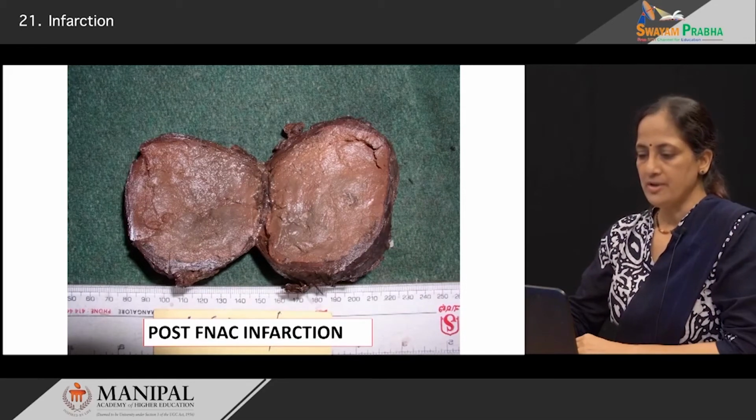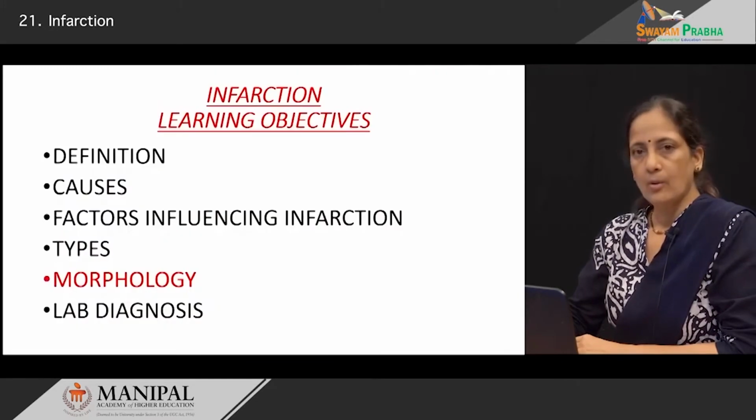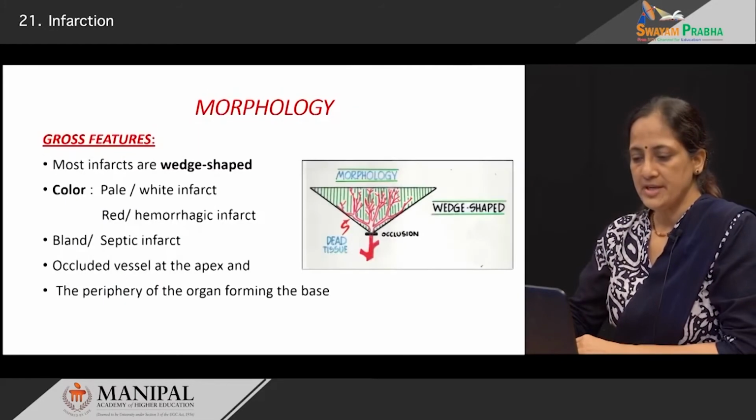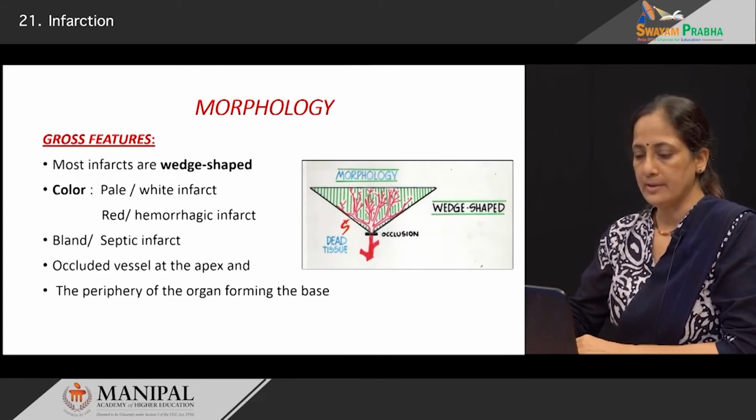The morphology of infarcts, we will look at the gross features first. Most infarcts are wedge-shaped, and why this is so I will explain in a little while. Grossly, we also identify the morphology based on the color of the infarct. So, as I have already told you, we have the pale or the white infarcts and the red or the hemorrhagic infarcts. Similarly, the gross morphology varies depending on whether it is bland or septic. A septic infarct will have a central liquefied area due to suppuration.